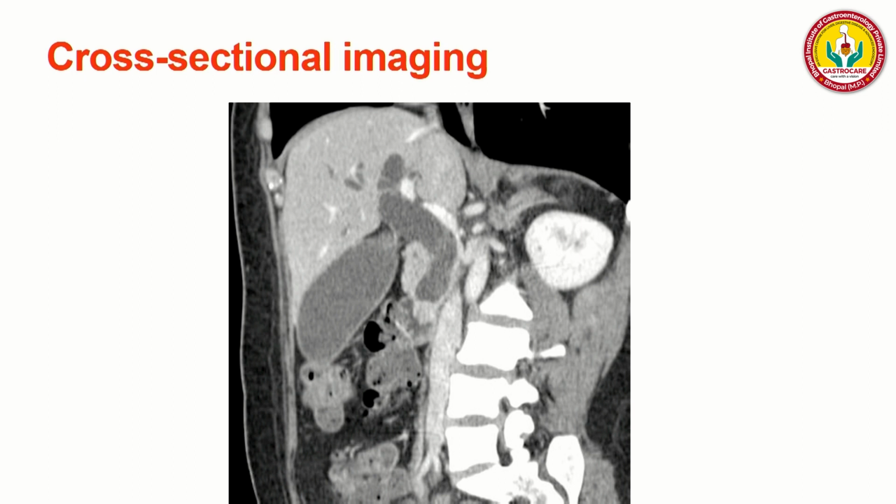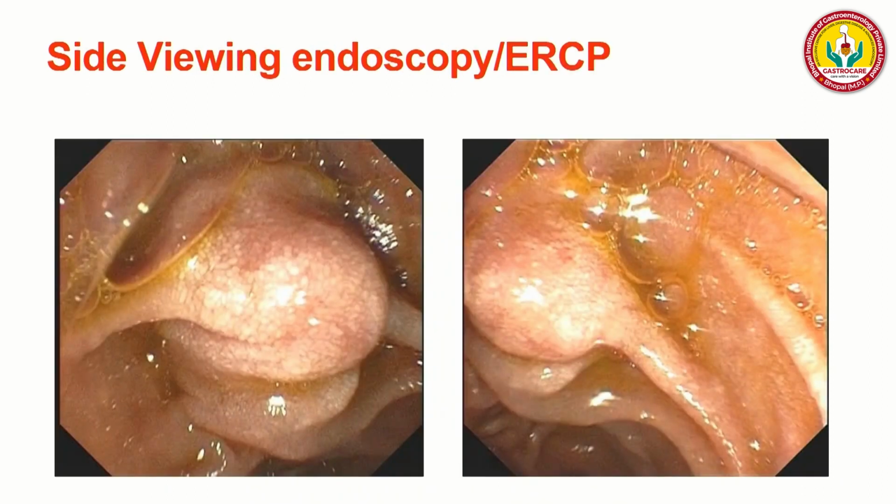So this is what we found. You can appreciate an enhancing lesion at the lower end of the CBD on cross-sectional imaging. We did a side-viewing endoscopy, and this is what we found. The mucosa over the papilla was absolutely normal. But you can see a bulky, bulging papilla. All we did was take a lot of deep biopsies in this patient, and the biopsies turned out to be negative.